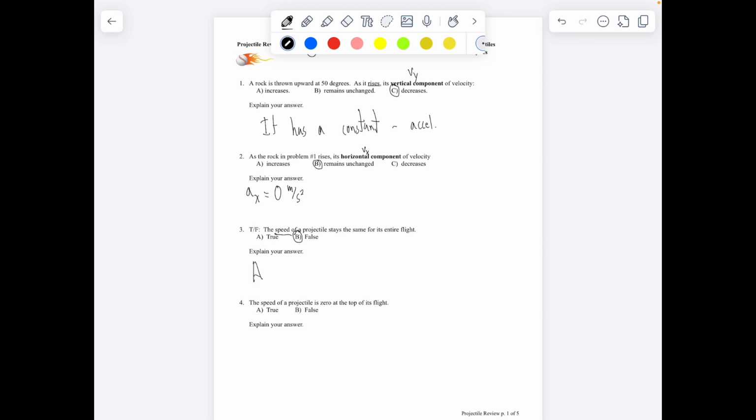A projectile, by definition, the only force acting on it is gravity, so it is going to be accelerating. With the acceleration in the y direction being that negative 9.8 meters per second squared.